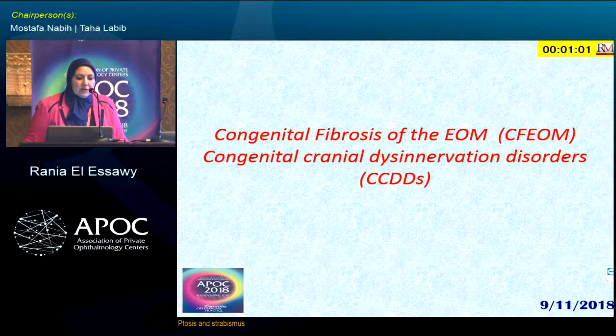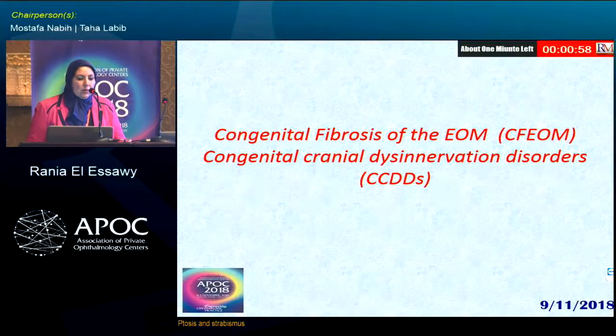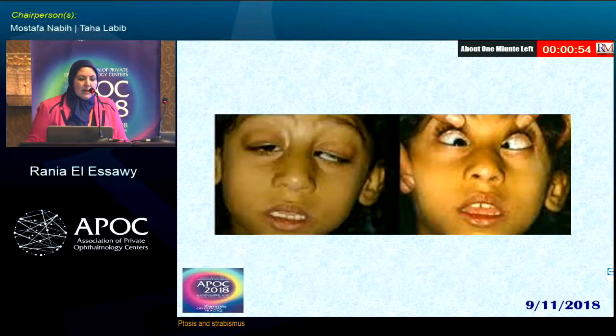The congenital fibrosis of the extraocular muscles, what is now called congenital cranial dysinnervation disorder, is also a condition that will need surgery for both strabismus and ptosis. It's better to be staged.